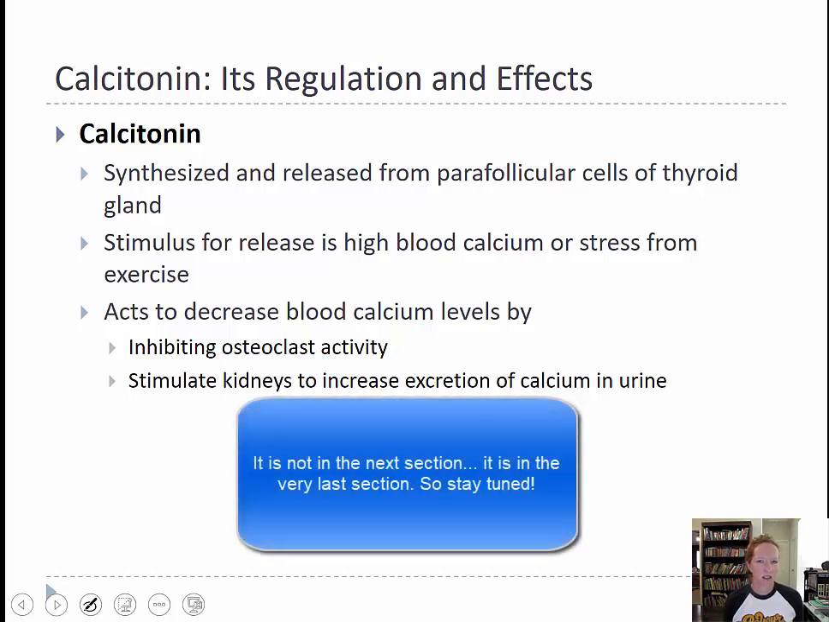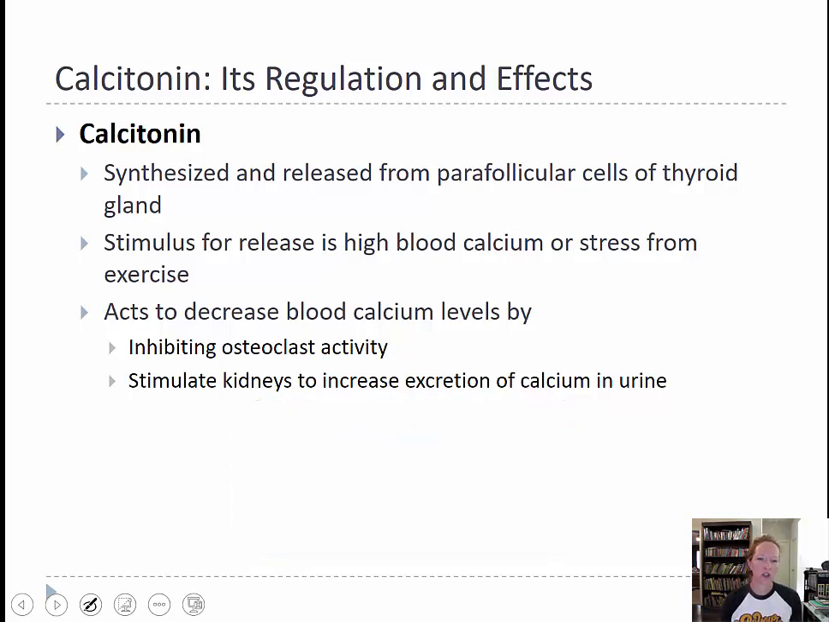In the next section, we're going to take a look at the antagonist to this hormone and how it works to go in and help regulate blood calcium levels the opposite way. So until next time.